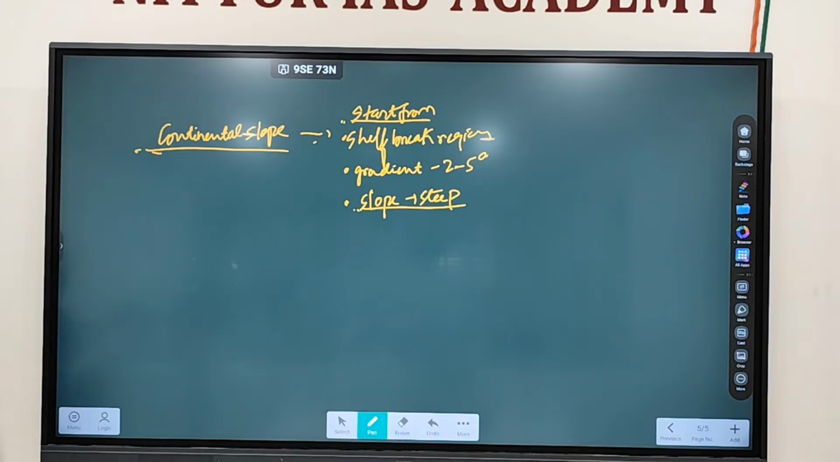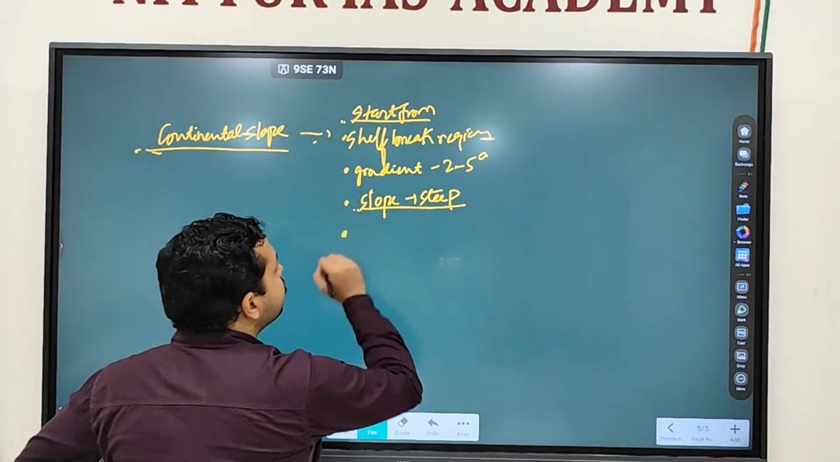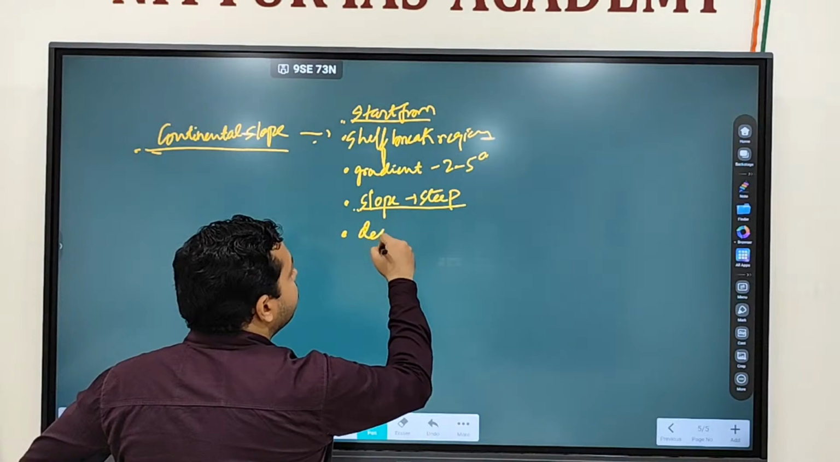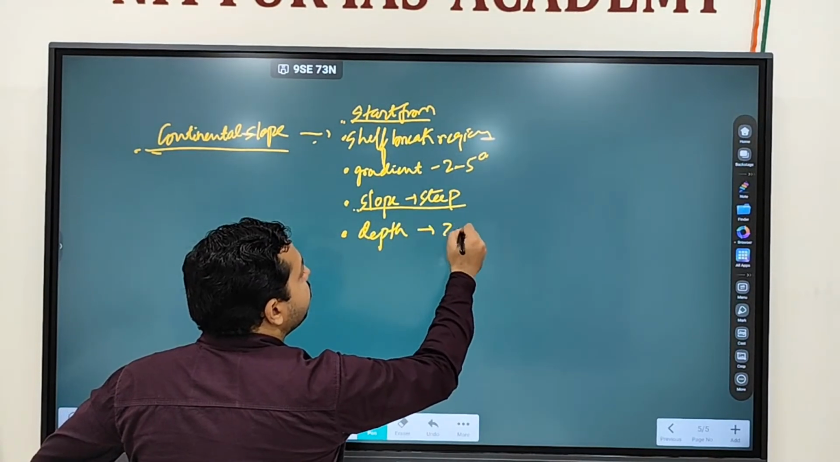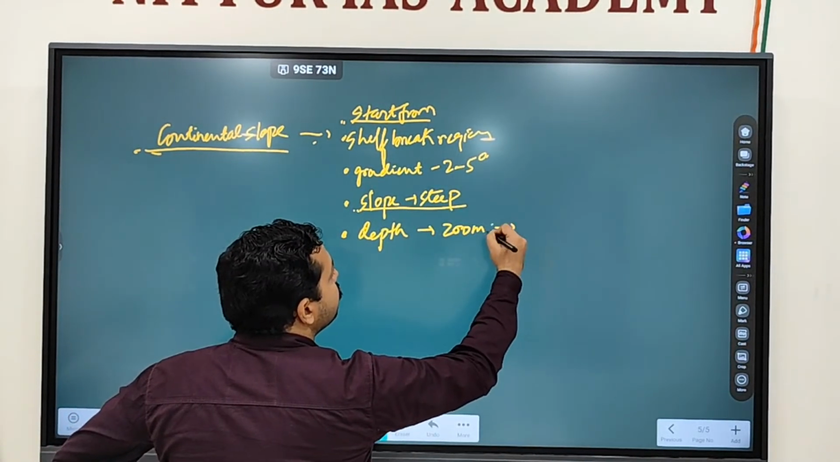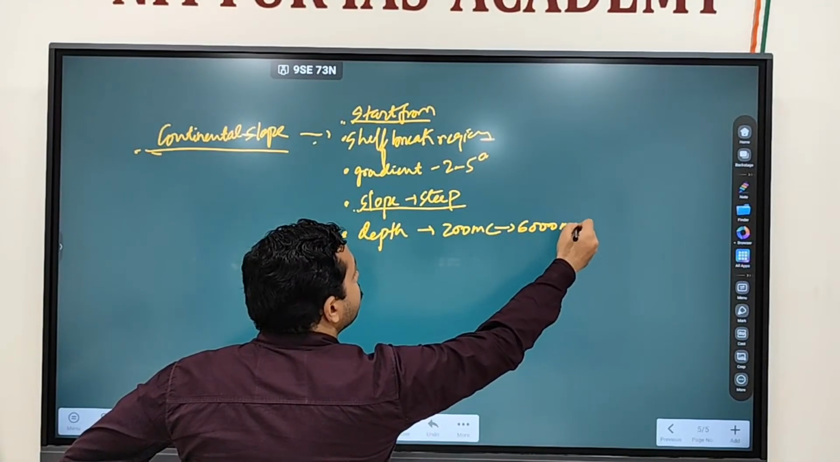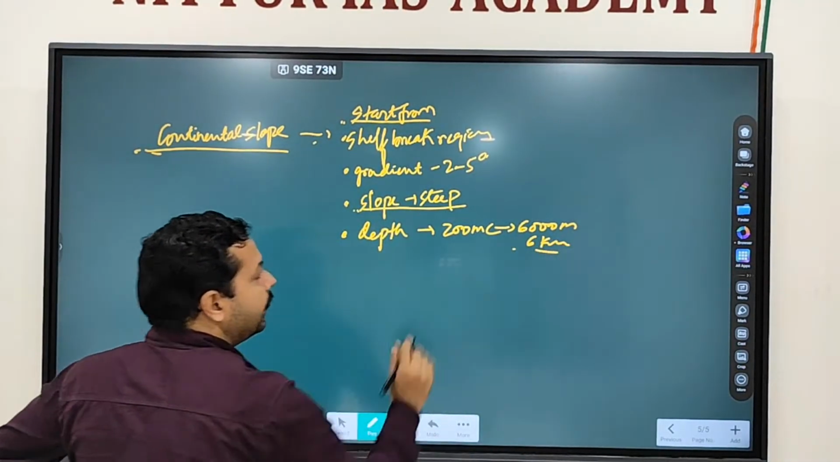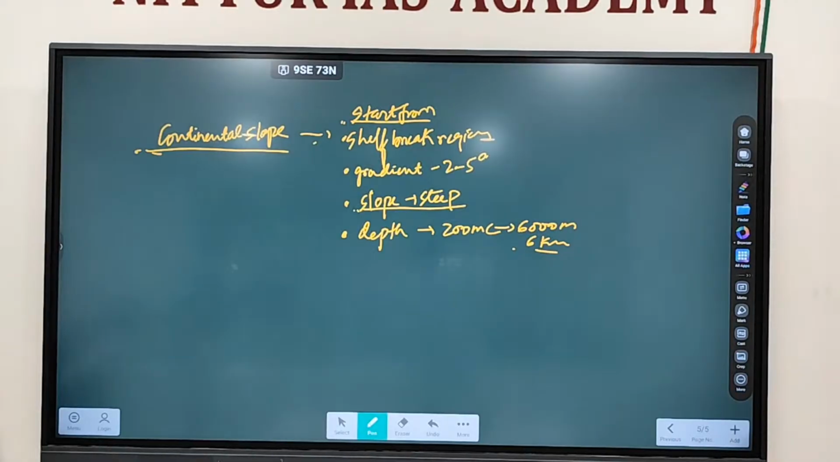Then you'll also find what? You'll also find the depth. Depth can be from 200 meters to 6,000 meters, that means up to 6 kilometers it can be deep. Clear? With regard to continental slope.